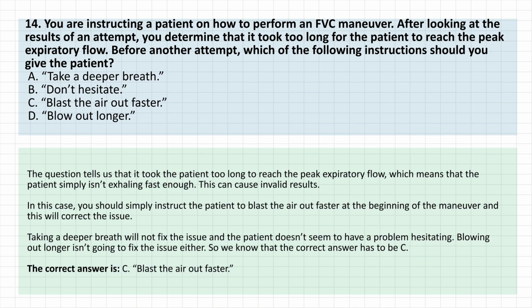Blast the air out faster. The question tells us that it took the patient too long to reach the peak expiratory flow, which means that the patient simply isn't exhaling fast enough. This can cause invalid results. In this case, you should simply instruct the patient to blast the air out faster at the beginning of the maneuver, and this will correct the issue. Taking a deeper breath will not fix the issue, and the patient doesn't seem to have a problem hesitating. Blowing out longer isn't going to fix the issue either. So we know that the correct answer has to be C. Blast the air out faster.